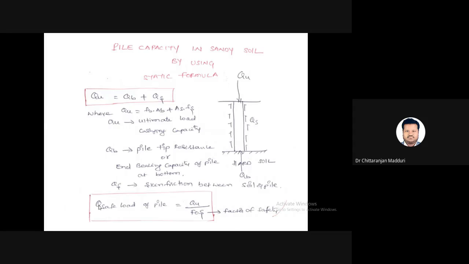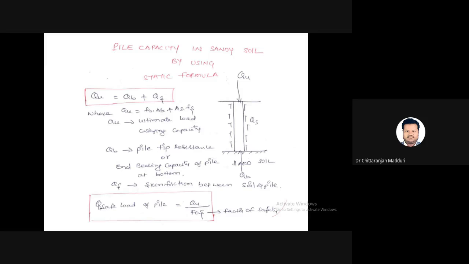Now coming to sandy soils. So estimation of pile capacity in sandy soil by using static formula. So the basic equation is same for clay soils and sandy soils. So ultimate load carrying capacity is equal to end bearing resistance plus friction between the soil and the pile.